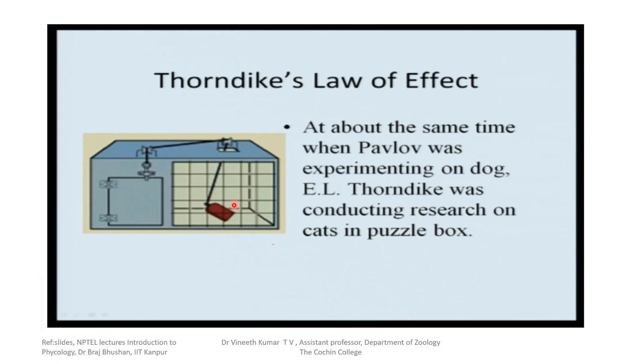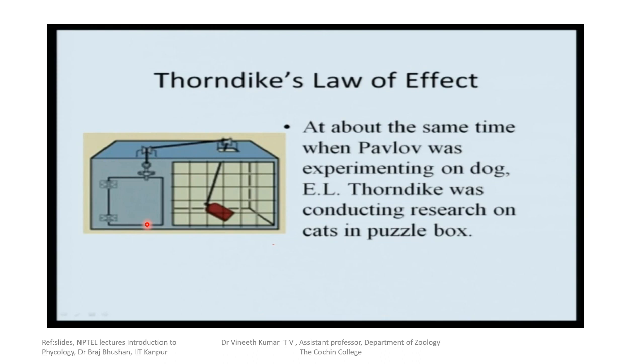A cat will be caged in this puzzle box, and you can see a door. The door is attached to a lever, and that lever has an extension present inside the puzzle box, where the cat will be. Thorndike put a plate of fish outside the cage. The cat will somehow try to get out of the cage and take its meal, which is present outside.